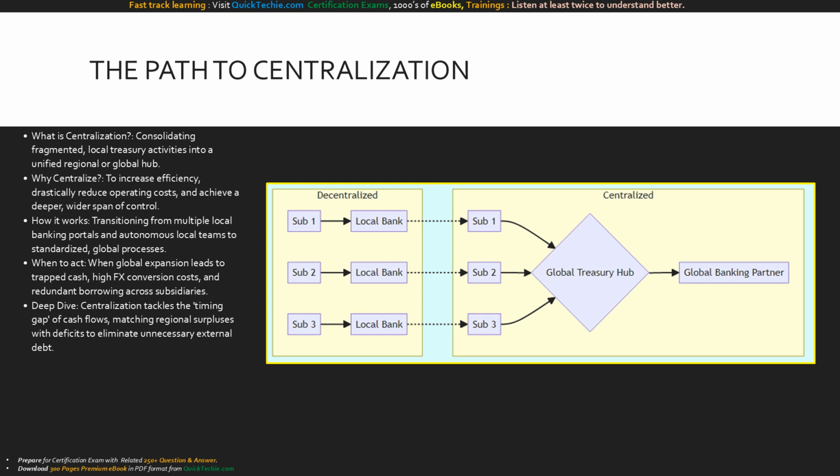Why do we do this? Three reasons: efficiency, cost reduction, and control. Imagine having surplus cash sitting in a bank account in Germany, while your subsidiary in Brazil is borrowing at high interest rates. In a decentralized setup, you suffer a massive opportunity cost. By centralizing, you gain global visibility. You can offset that deficit in Brazil with the surplus from Germany. You reduce external borrowing, minimize FX conversion spreads, and enforce uniform governance policies.